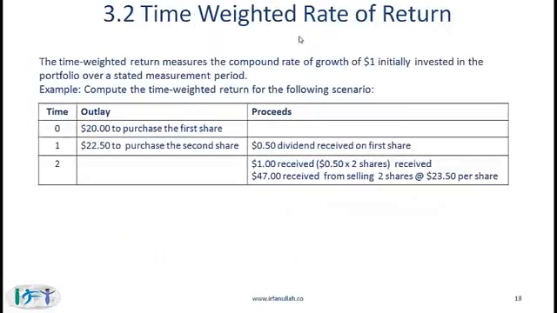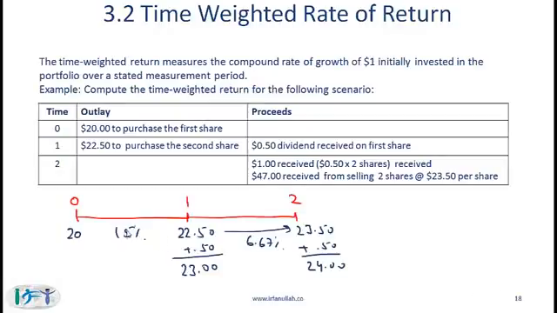Now let's look at the time-weighted rate of return. The time-weighted rate of return measures the compound rate of growth of $1 initially invested in the portfolio over a stated measurement period. Let's take the same example where we invest $20 and then we purchase a second share. We get a dividend at the end of year 1, and then we sell at the end of the second year. So the exact same cash flow, but when we calculate the time weighted rate of return, it will be a little different.